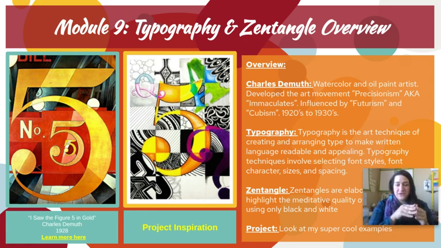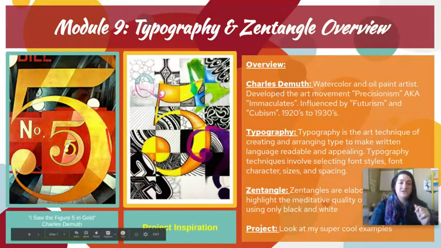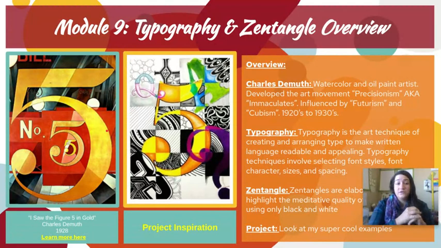So the original inspiration for this project came from this artist's work right over here. This work is called I Saw the Figure 5 in Gold. It is by Charles Demuth and was made in 1928. Charles Demuth was a watercolor and oil paint artist, and he developed the art movement known as Precisionism.